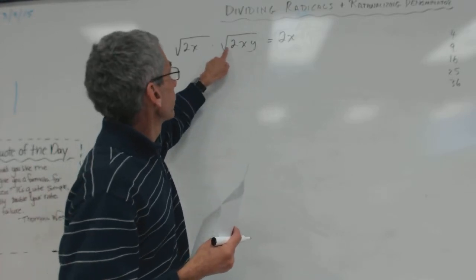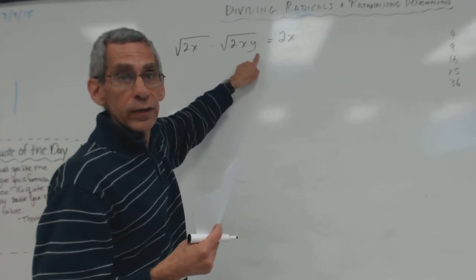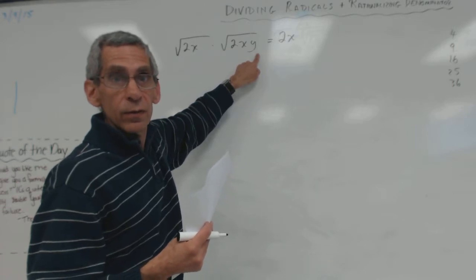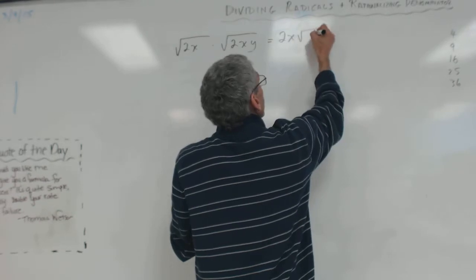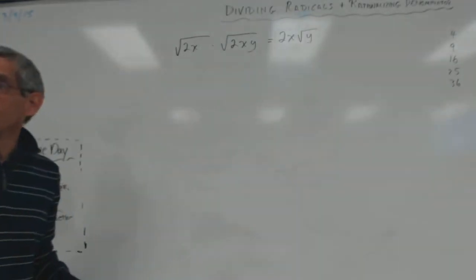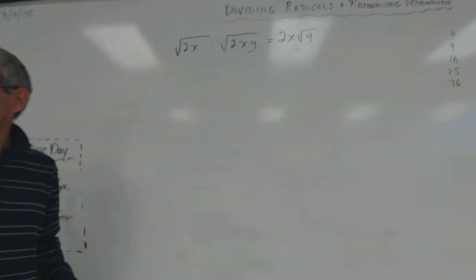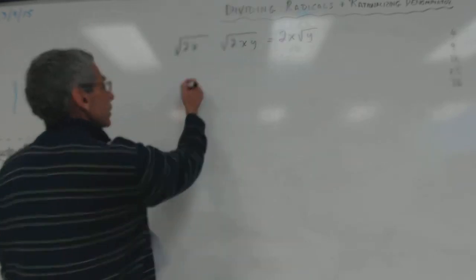Is the y underneath the square root sign? Yes. Can we take it out? No, because you could do it to the half. So you keep the square root of y. Remember this? Okay, what about this?